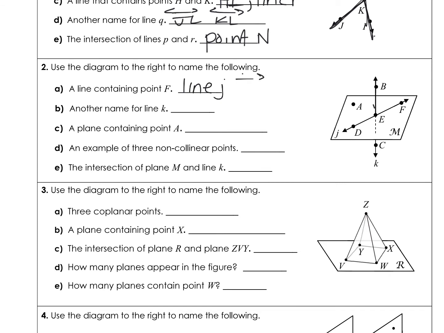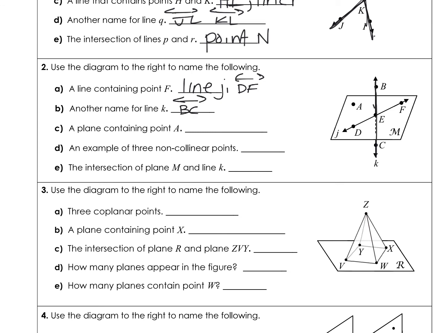Or we could say line DF. Okay. Another name for line K, that's that line that's intersecting this plane. We could say that is line BC. Or we could say that's line BE.